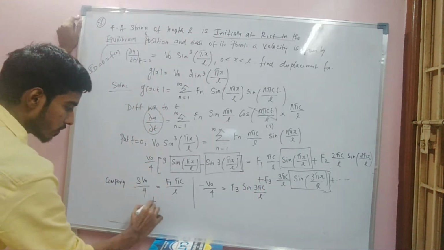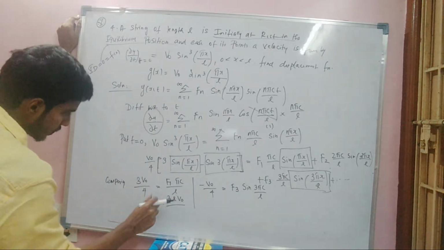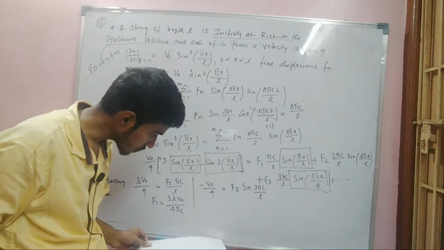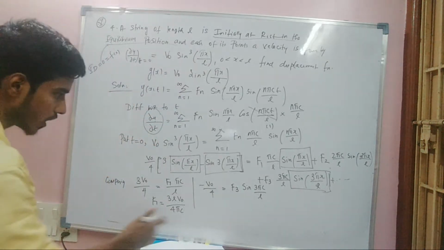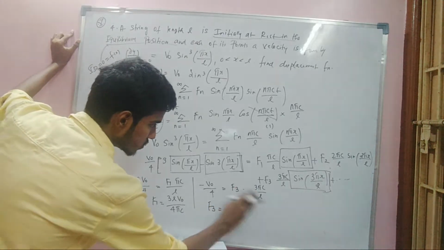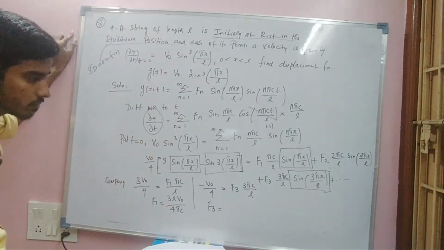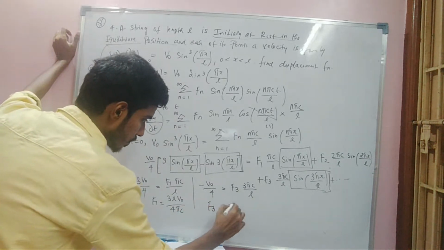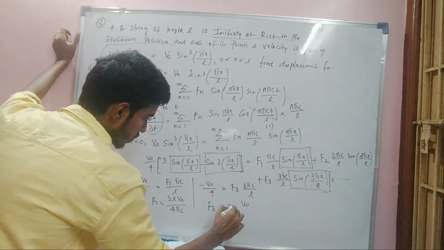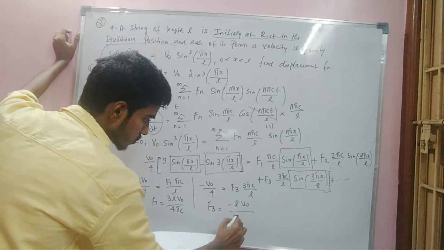So what will be my F1? Our F1 is equal to 3L V naught by 4 pi c, right, 3L V naught by 4 pi c. Yes, 3L V naught by 4 pi c. And what will be my F3? F3 will be, so it's not sin, right. What is the question? Sin 3 pi x by L, 3 pi c by L, 3 pi c by L. So what will be my value of F3? It is minus L V naught divided by, 4 into 3 is 12, so 12 pi c.